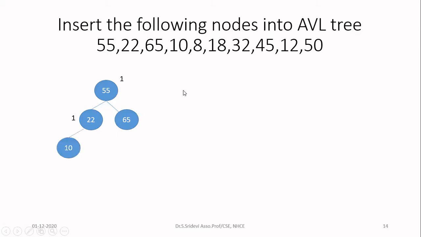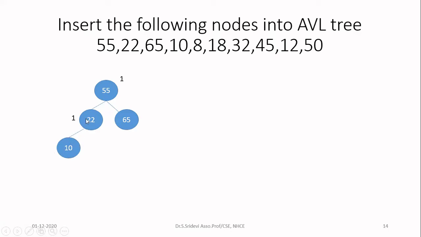The next node is 10. 10 is first compared with 55. It is less, so I'm moving to the left subtree. Then I'm comparing 10 with 22. It is less, so I'm moving to the left subtree. Then I am inserting it because no other subtree is available.